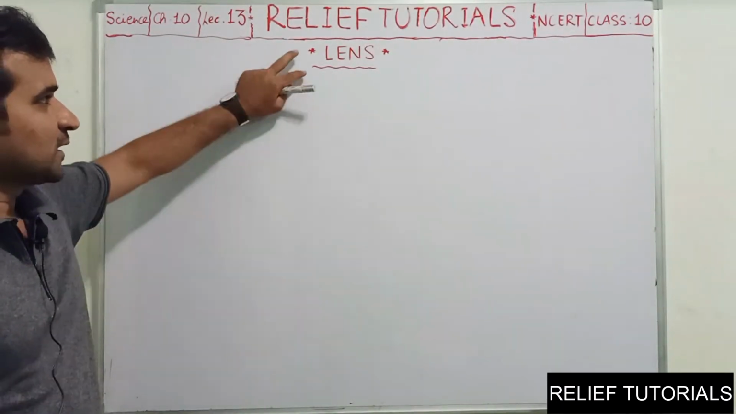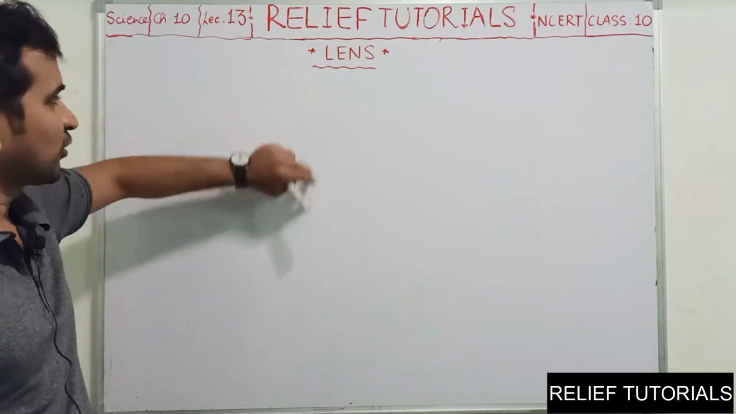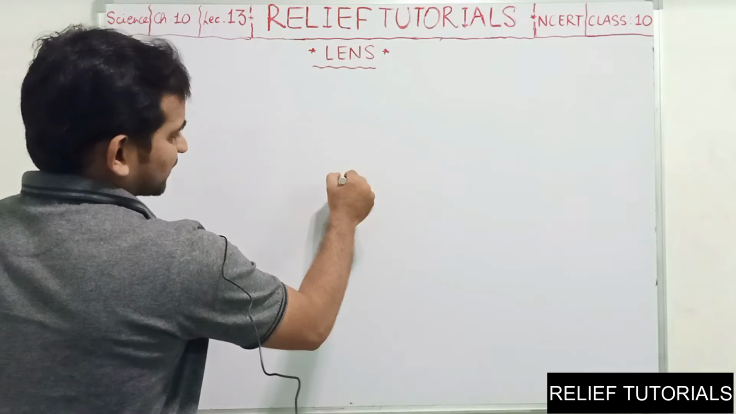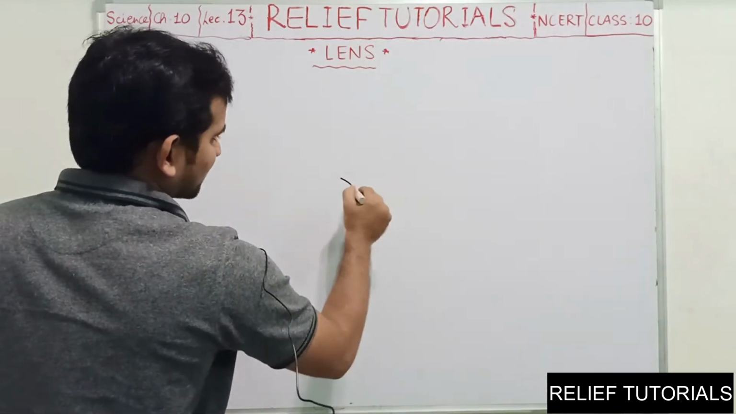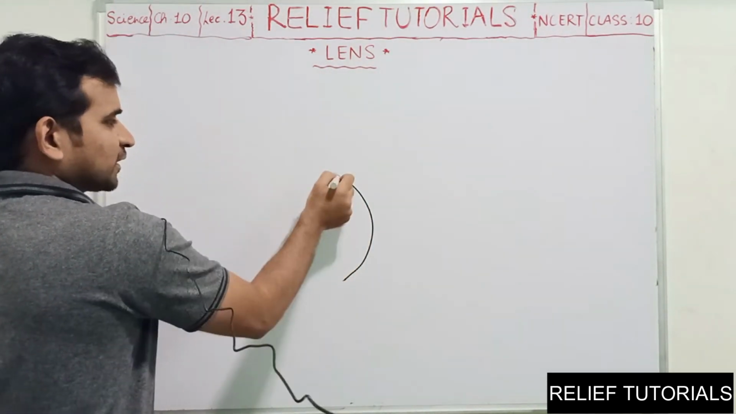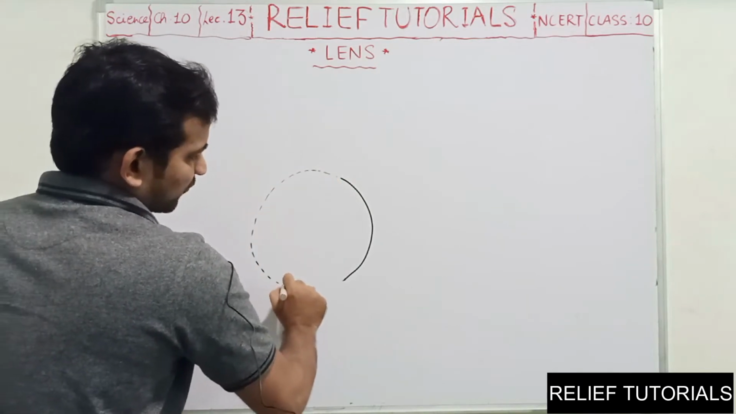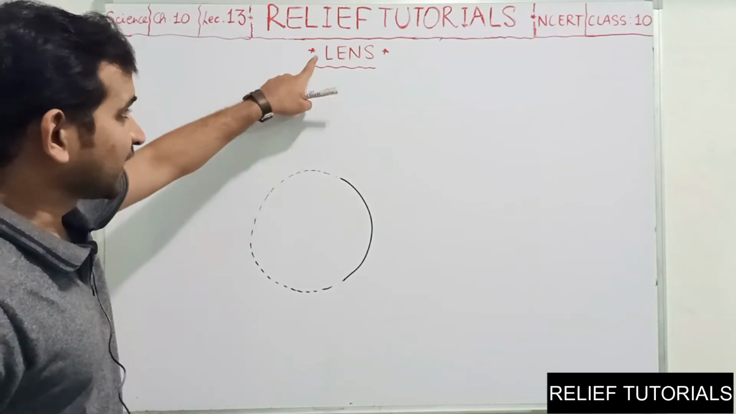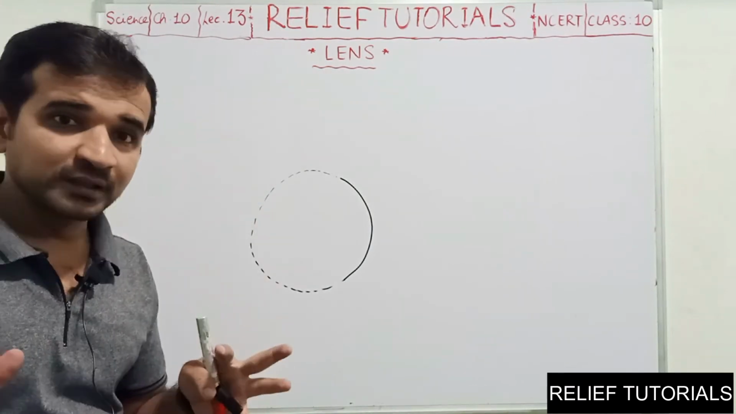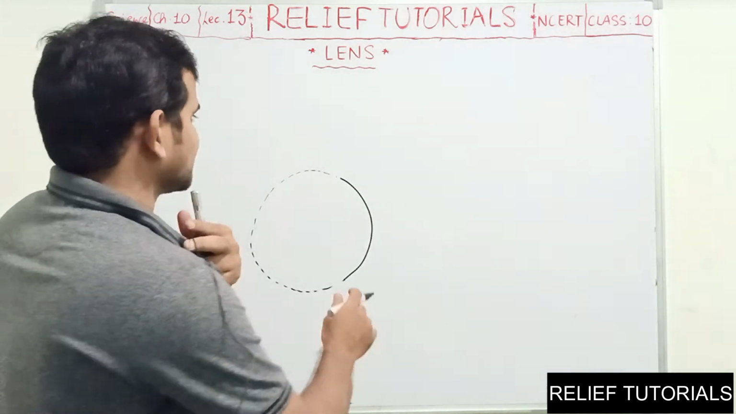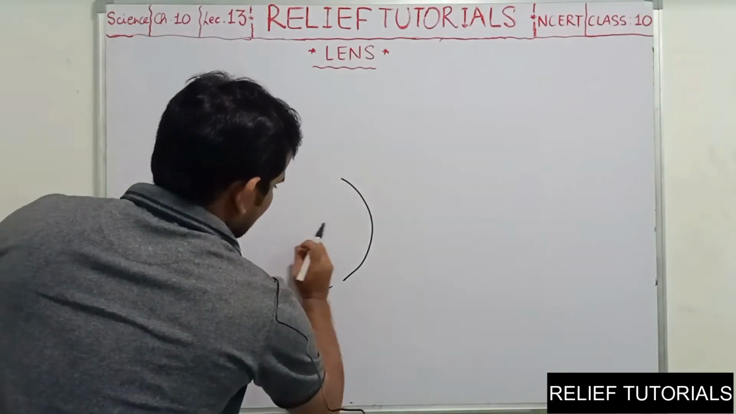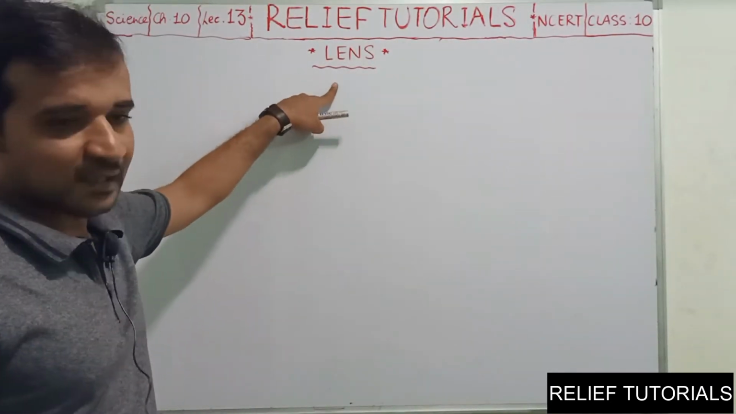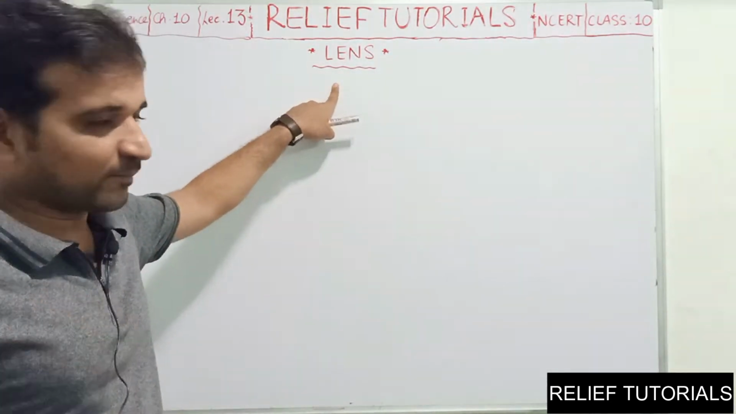Okay, so the next topic is about lenses. Very important topic. Already we have seen that there are two types of mirrors, concave mirror and convex mirror. We know that mirrors are formed from hollow spherical glass. Remember, lenses are made from a solid sphere of glass. Mirrors were the reflecting devices and lenses are the refracting devices.